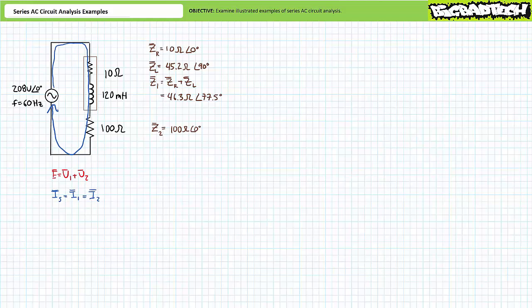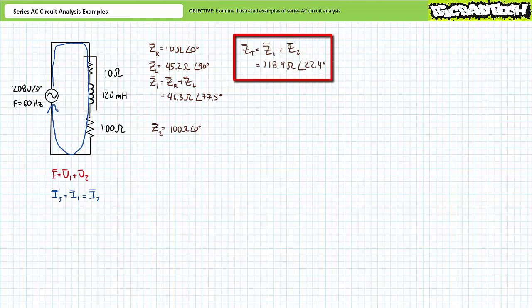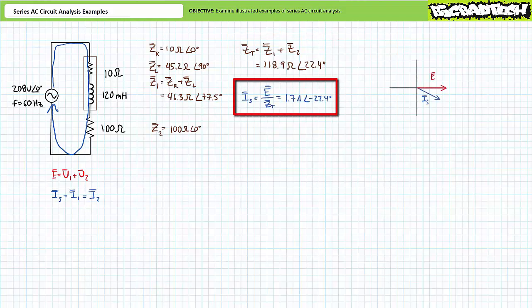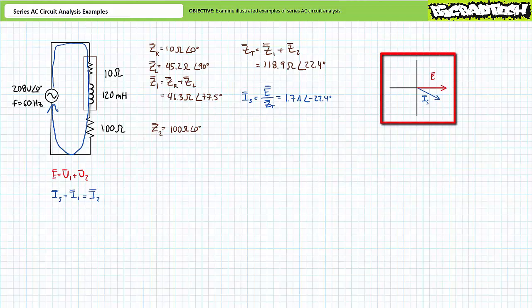If we solve for source current or current through any single element, we by extension also solve for current through all remaining elements. There are several ways to obtain the desired figures. This time, let's go about it by solving for total impedance. Z1 plus Z2 yields a total impedance of 118.9 ohms at an angle of 22.4 degrees. Application of Ohm's law, supply voltage over total impedance, demonstrates that source current will be 1.7 amps at an angle of negative 22.4 degrees.